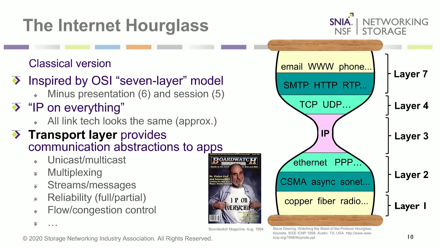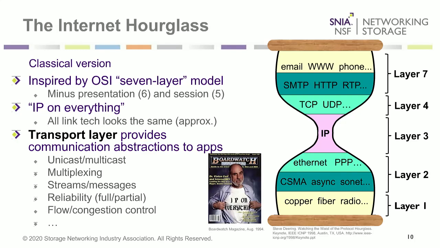The transfer layer gives you unicast and multicast delivery. It gives you multiplexing of different application level objects onto a single underlying network connection. It gives you reliability. IP doesn't. When IP drops a packet, that packet is gone. If you want reliability, you need to provide it at a higher layer, and the transport layer does that and gives you flow control and congestion control. So it gives applications useful abstractions that make it easier to build applications for the internet.